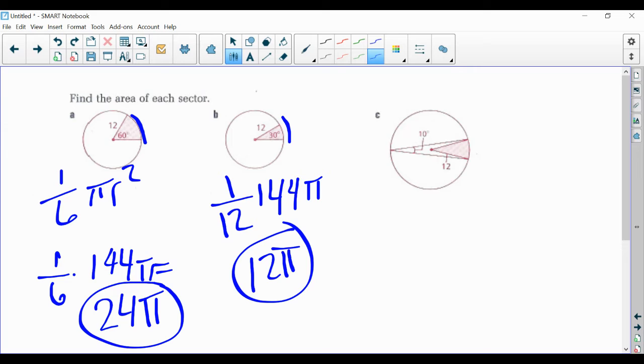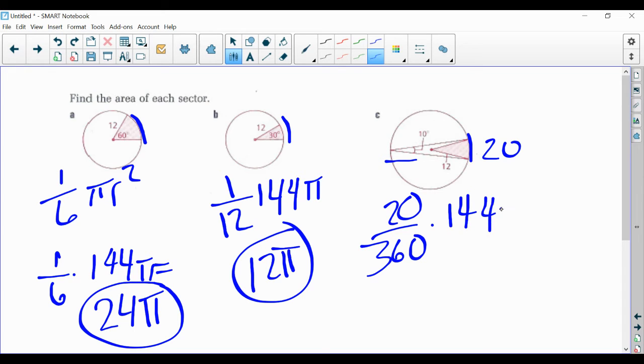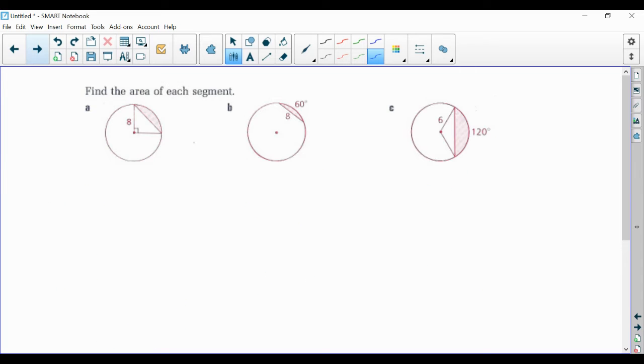Okay. And then in C, here we have an inscribed angle of 10 degrees, which means that this arc is double that. It's 20. So we can do 20 over 360, which is 1/18th, times the area, which is still 144 pi. It was the same circle for all three. 18 goes into 144 8 times. So my final answer is 8 pi. All right. Now let's do some segments. Find the area of each segment.